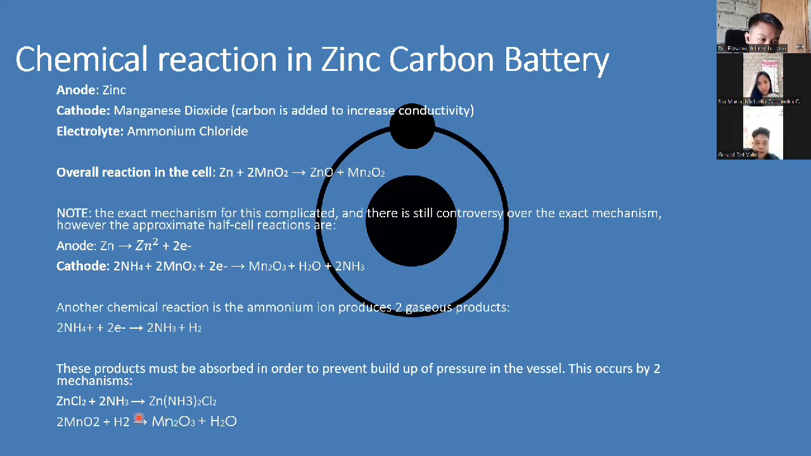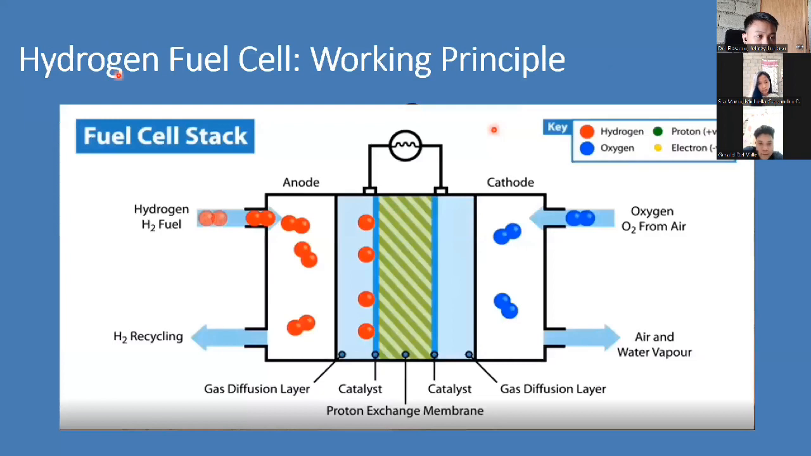Next, please. This is a sample of a hydrogen fuel cell. There is hydrogen fuel, recycling, a gas diffusion layer, catalyst, and proton exchange membrane, another gas diffusion layer, air and water vapor, oxygen from air, and the cathode.